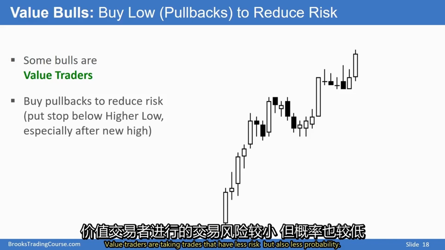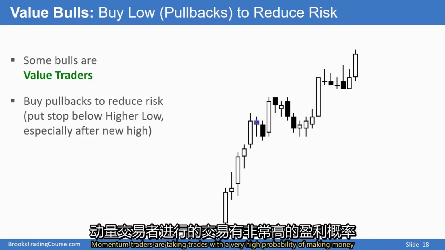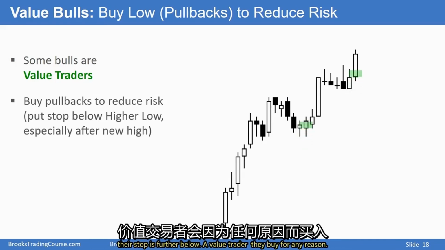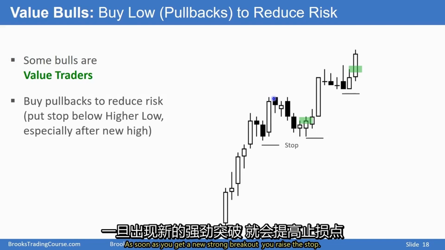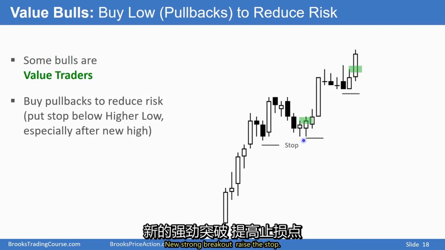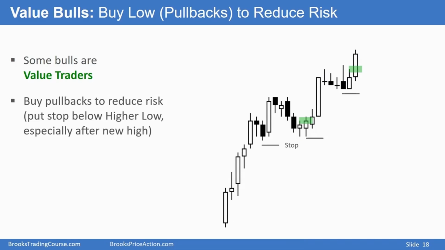Value traders are taking trades that have less risk, but also less probability. Momentum traders are taking trades with a very high probability of making money, but their risk is greater. Their stop is further below. A momentum trader buys for any reason. As soon as you get a new strong breakout, you raise the stop. New strong breakout, raise the stop.